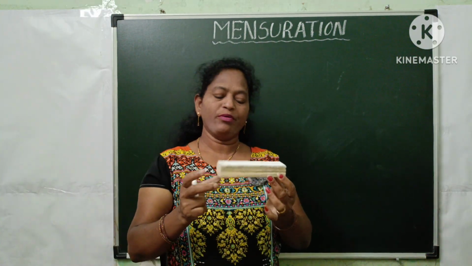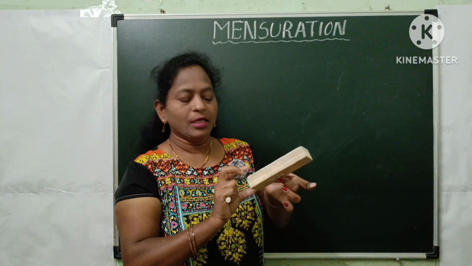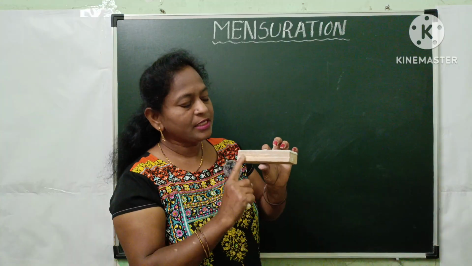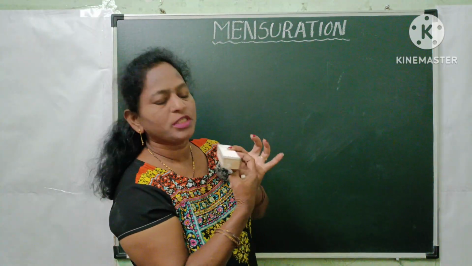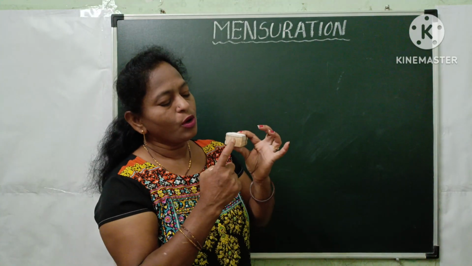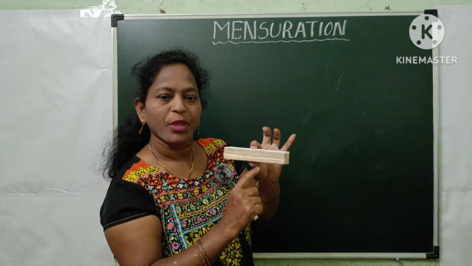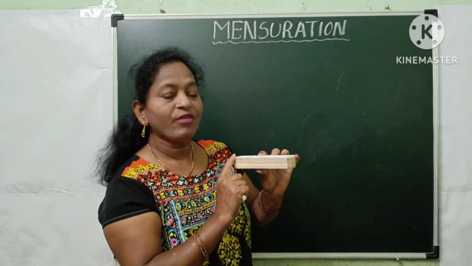So, this is the shape of a cuboid. The cuboid has 6 faces. All 6 are rectangular faces. See here, this is one face and the opposite face makes 2. And here, this is one face, this is one face, totally 4. And top and bottom. Totally it has 6 faces and 12 edges.